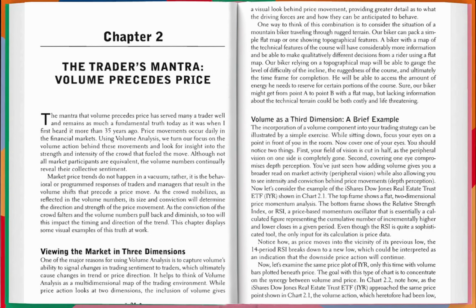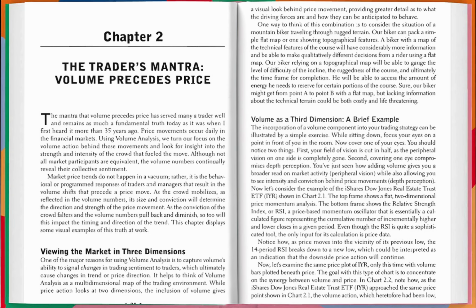Market price trends do not happen in a vacuum. Rather, it is the behavioral or programmed responses of traders and managers that result in the volume shifts that precede a price move. As the crowd mobilizes, as reflected in the volume numbers, its size and conviction will determine the direction and strength of the price movement. As the conviction of the crowd falters and the volume numbers pull back and diminish, so too will this impact the timing and direction of the trend. This chapter displays some visual examples of this truth at work.